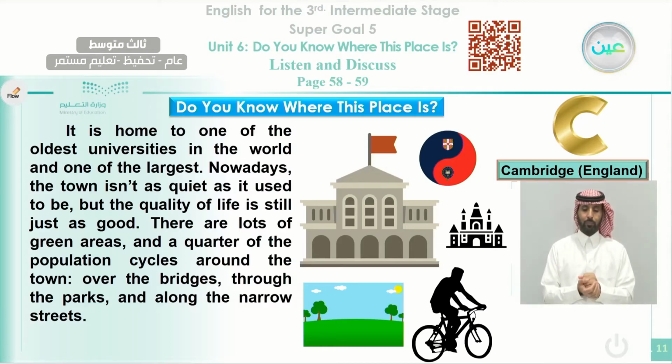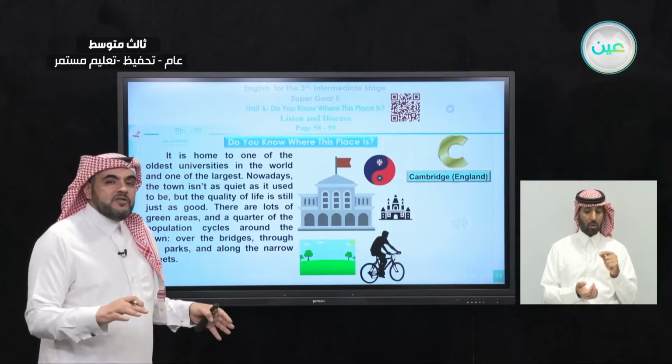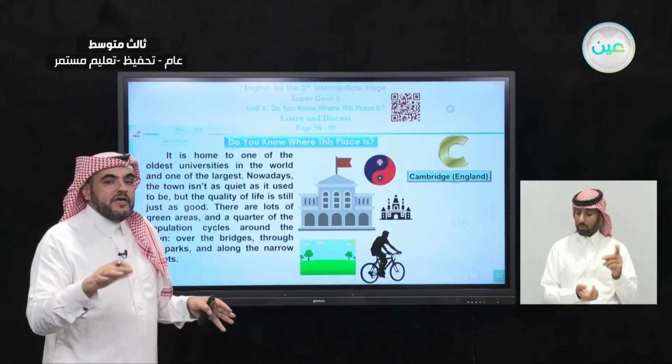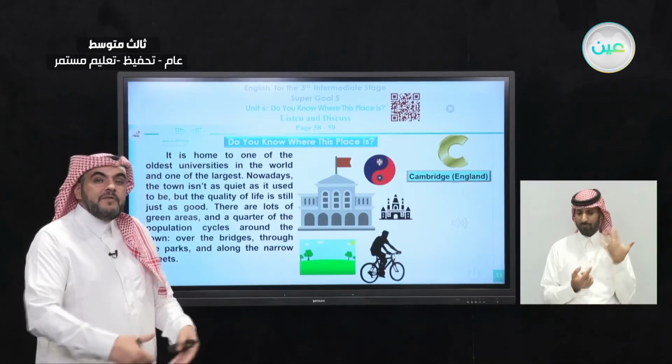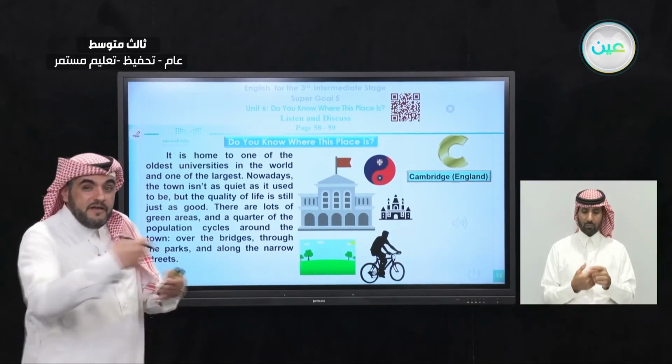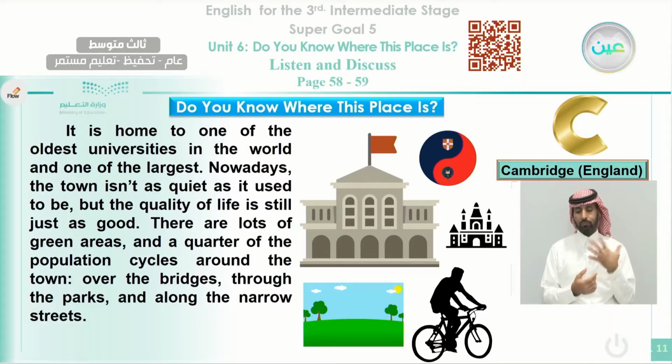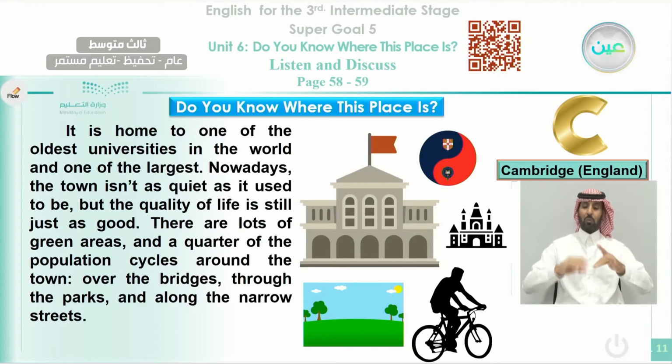Nowadays, the town isn't as quiet as it used to be. Now it's not as quiet as before. It is noisy. It became a noisy city, or noisier than before. It was quiet, but the quality of life is still just as good. The quality of life, how good the life is in this city, is considered a good one.